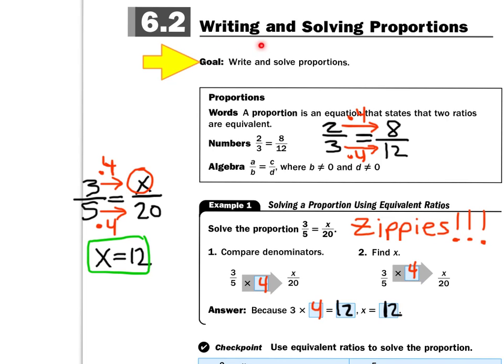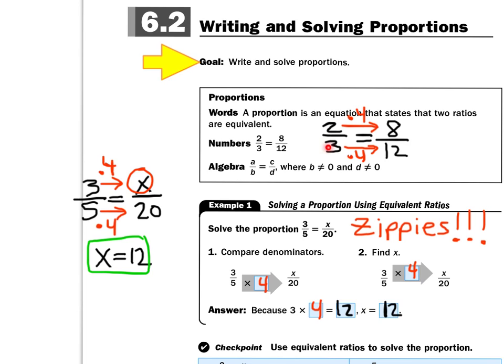Hello you guys, let's talk about writing and solving proportions. So take a look here where it says proportions. A proportion is an equation that states that two ratios are equivalent. So for example, 2 over 3 is exactly the same as 8 over 12.